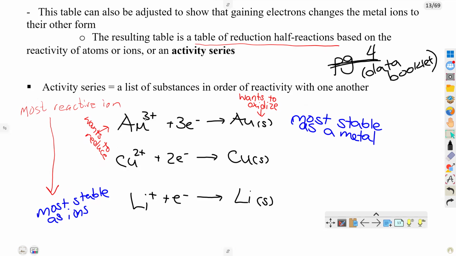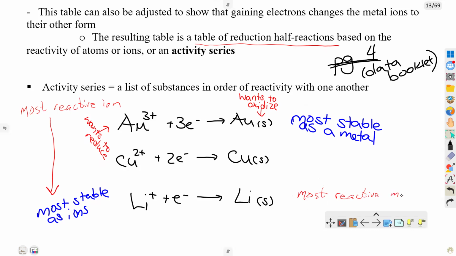So gold 3 wants to reduce. It wants to gain those electrons and become solid gold. Lithium ions, not so much. They are extremely stable. Now, likewise, if you were to take these arrows and reverse them, you would have a table of oxidation half reactions. And then the order is just the opposite. Most reactive metals are going to be at the bottom of the table.